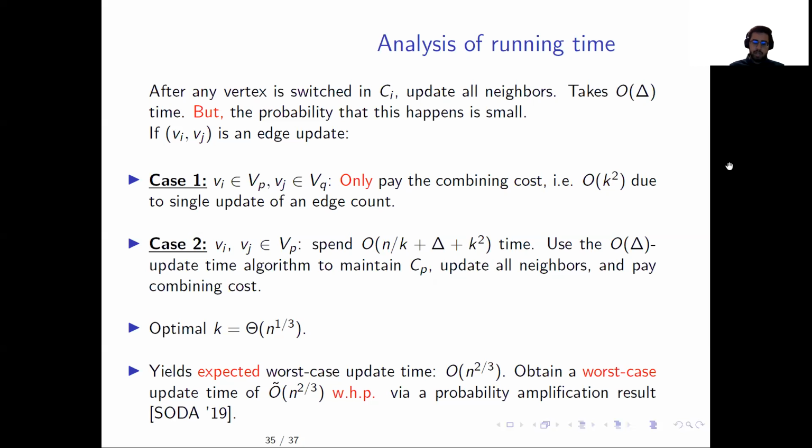So the point here to note is that the expected update time is due to the oblivious adversary, and if we want to make a high probability guarantee, then we can use the result of Bernstein as a black box, and we can convert this to an algorithm which takes tilde O of n to the 2/3 worst case update time, with high probability.